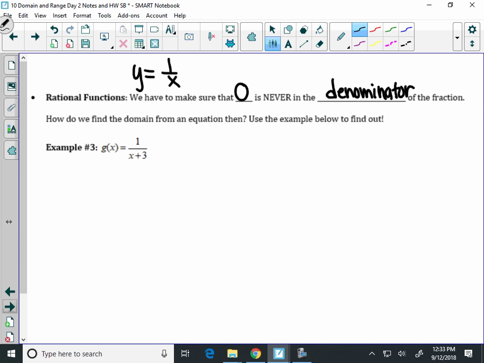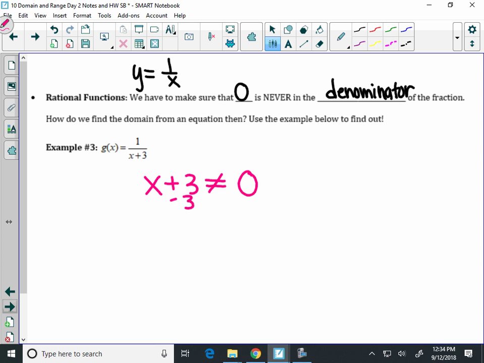So, the way we find the domain of this function is to figure out what number I am not allowed to put in for x. What number makes that denominator equal to 0? So we're going to set up an equation like this. We want to know when is the denominator not equal to 0. Because that's what we want. We don't want 0 in our denominator. So then we just solve this equation.